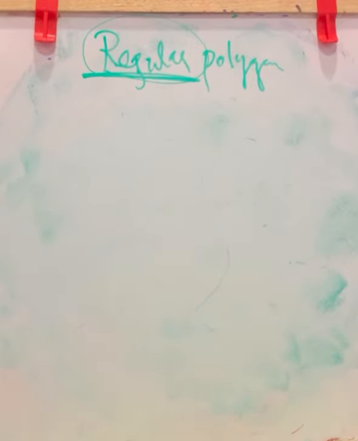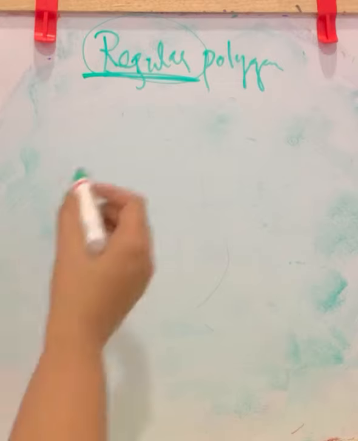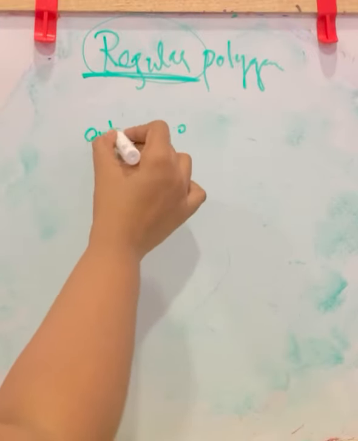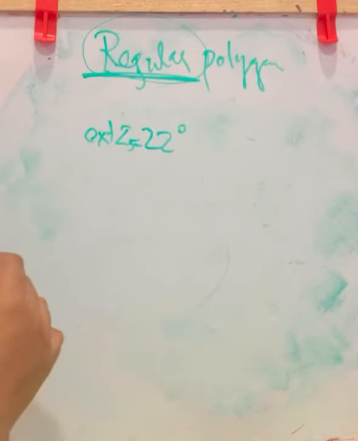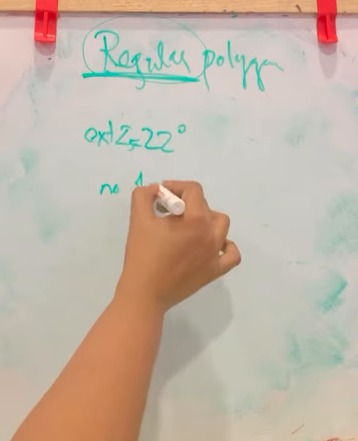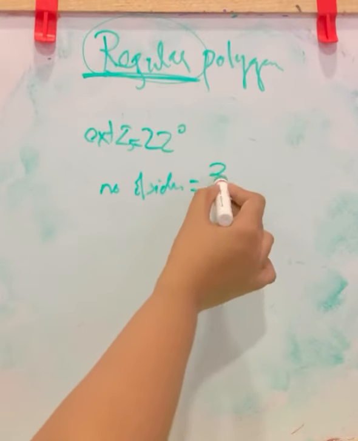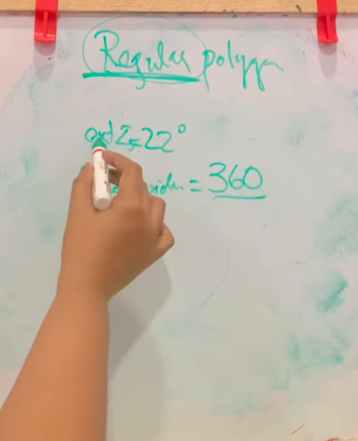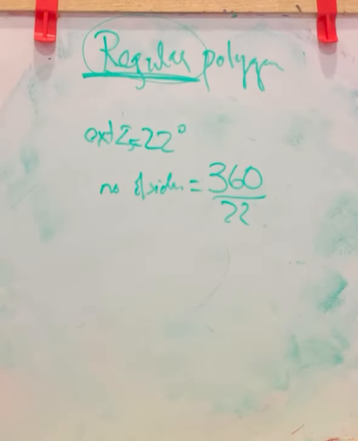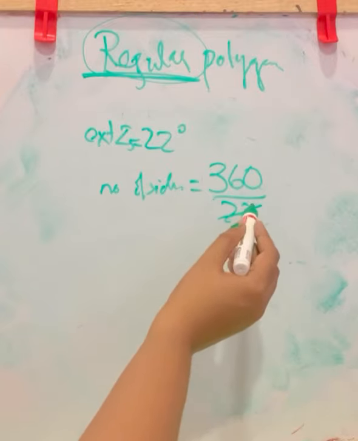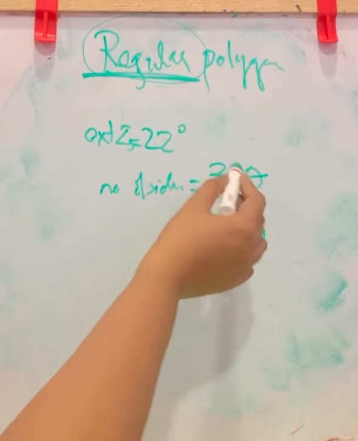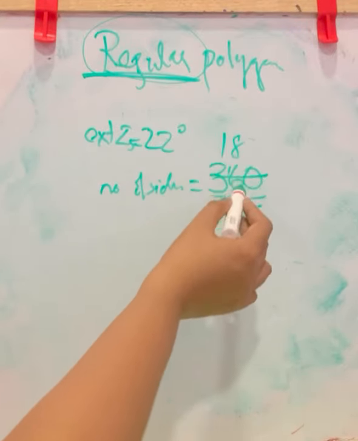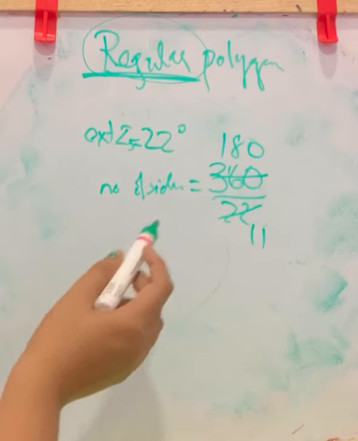Next question. Is it possible to have a regular polygon with each exterior angle measuring 22 degree? Exterior angle is 22. Is it possible to have a regular polygon? So we want to check the number of sides. In a regular polygon, we know the sum of exterior angles is 360. By each exterior angle, you will get the number of sides. 360 divided by 22. Here in 360 and 22, we can cut it with 2. 11 2s are 22. In 360, 1 2s are 2, balance 1, 8 2s are 16. Now carry this 0. 180 by 11.